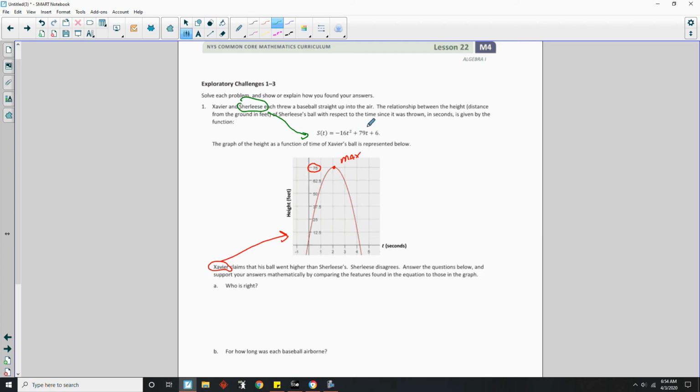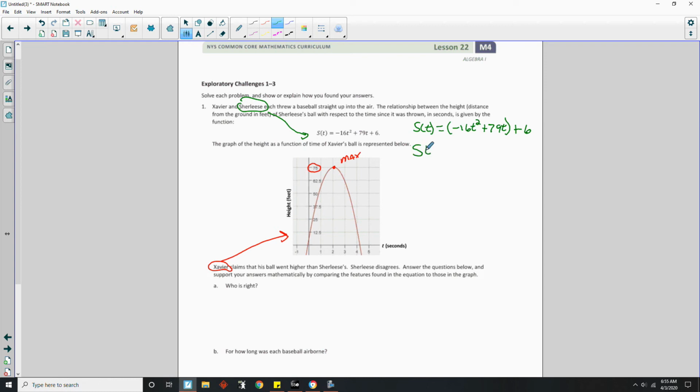Well, in order to find the maximum of a function in this form, there's 2 ways to do it. You could do -b over 2a and then find the value y of that x value. That's the vertex. Or you can put it in completing the square vertex form, which is what I'll do. So the next step is you take s of t equals, and you group the variable terms, -16t squared plus 79t. You group those together, and you leave the constant outside. You then factor if possible.